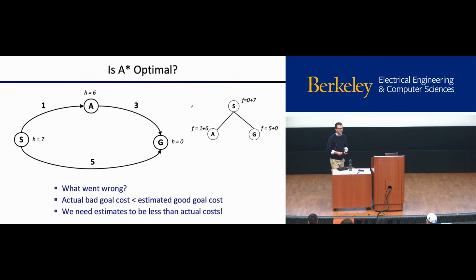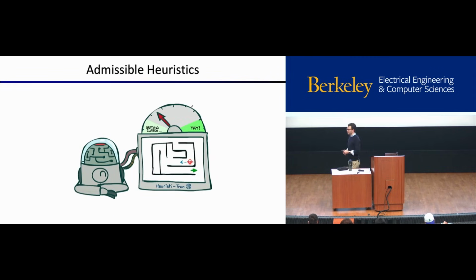So we need to estimate that the path to the goal is going to be less than the actual cost. That way we'll be just optimistic enough to search everywhere, and we won't ever rule out things before we need to rule them out. So that's the concept here. You can think of this as an optimistic heuristic. Technically the word is admissible heuristic.